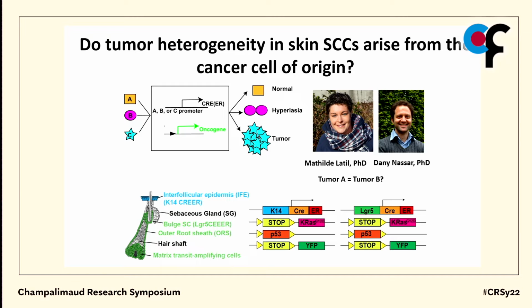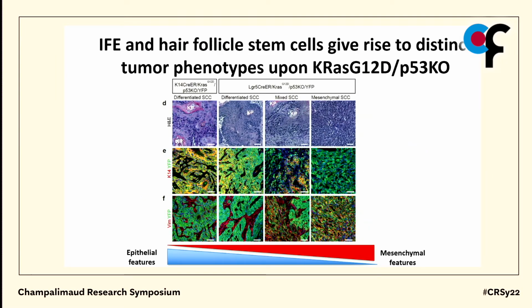So the first question that we had about tumor heterogeneity was, can the cell of origin of the cancer control tumor heterogeneity? For that, we relied on lineage tracing experiments in which we put the same oncogene, KRAS G12D mutation and p53 loss of function, together with YFP expression to follow the cells that we targeted. We targeted two distinct compartments of the skin epidermis, the interfollicular epidermis and the hair follicle stem cell and their progeny. And what we found is that the same oncogene, in these two different cell types, leads to a very distinct tumor phenotype.